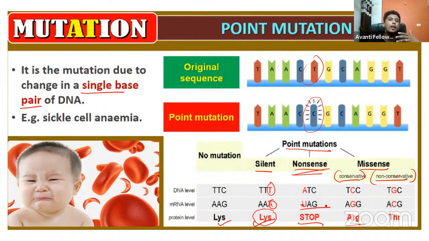Conservative, where an amino acid of similar property is added, can result in enhancement of protein function. When it comes to non-conservative, there can be a possibility of tremendous loss of protein function, or an entirely different protein can be synthesized that will result in severe genetic expressions. One of the examples of point mutation is sickle cell anemia, and we will be talking about it in detail.